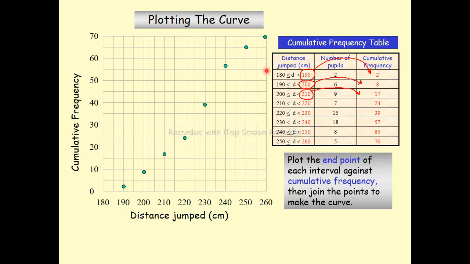Alright, how should a curve look? Is it a straight line? No, it's a curve, so it goes like that. Good. Any questions on that? No, sir, that's straightforward.